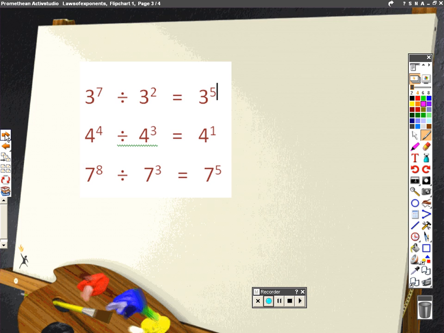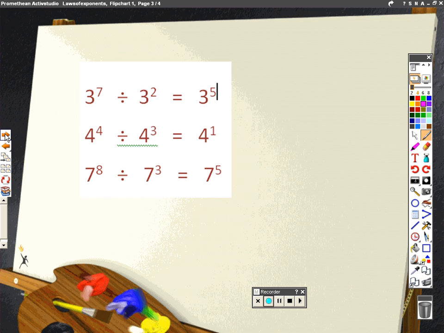Let's look at this one. 3 to the 7th power divided by 3 to the 2nd power equals 3 to the 5th power. 4 to the 4th power divided by 4 to the 3rd power equals 4 to the 1st power. 7 to the 8th power divided by 7 to the 3rd power equals 7 to the 5th power. Let's see if you notice the pattern.